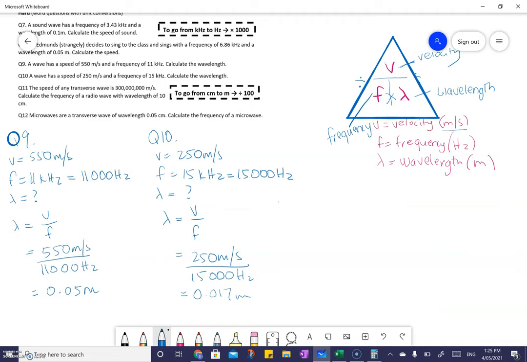Question 11. Question 11 is a little bit different because we have not meters here. We have centimeters. So we have to convert the meters into centimeters, and they've provided you a little hint how to do that here too. So I'm just going to erase all that and we'll do that.